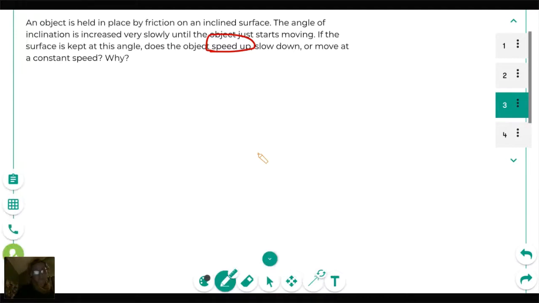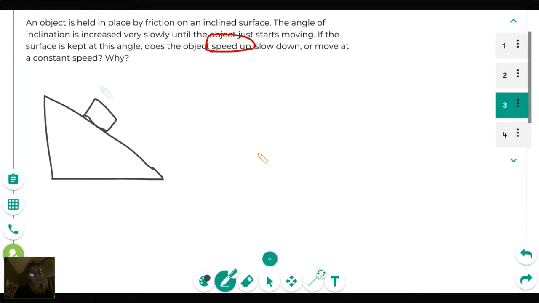We'll see if we can figure out why that is, and then we'll see how we can craft that into a paragraph length response. So I'm going to start with a diagram here. So here's my inclined surface. And here's my object held in place by friction.